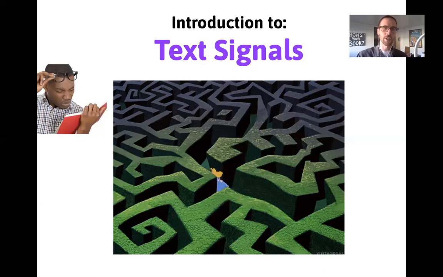So today, you're going to learn what text signals are, we're going to notice and identify some examples, and then towards the end of the lesson, you're going to have a chance to go out into the wild and find text signals of your own and use them to be a more active reader and to solve some reading confusions in real life. So let's go ahead and let's get started.